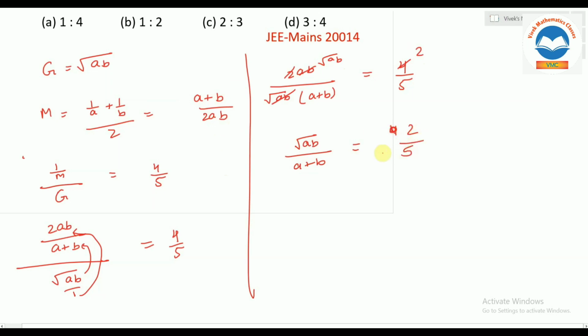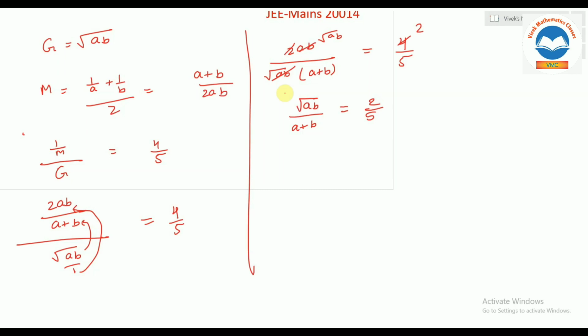2 by 5. If you reciprocate this, we will get a plus b divided by root ab will be equal to, sorry, 5 by 2. This will become 5 by 2 reciprocal. So we can separate this. Here you will get root of a by b plus here you will get root of b by a, and this value will be 5 by 2.